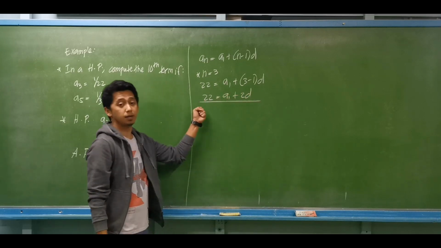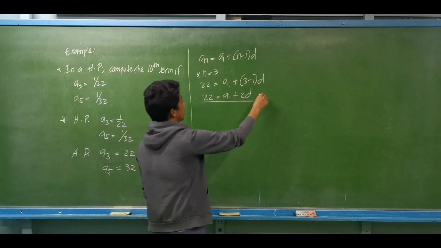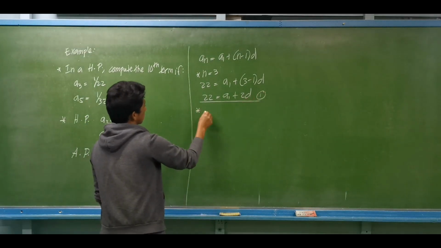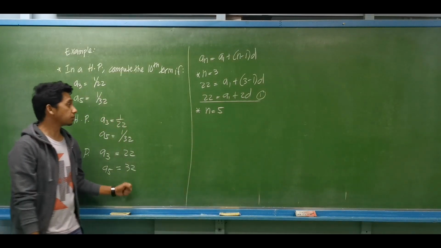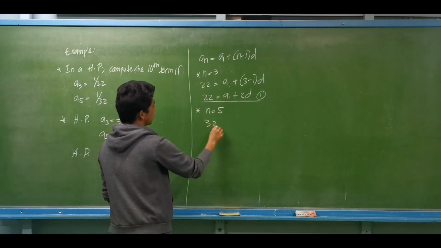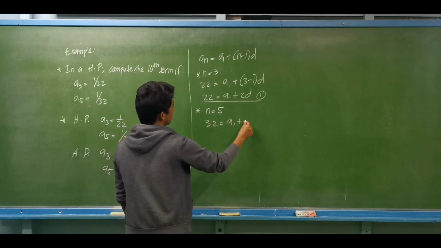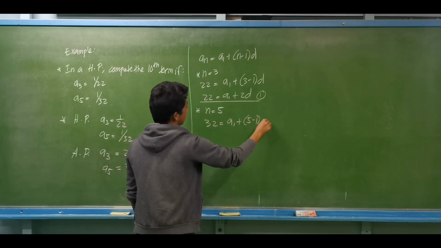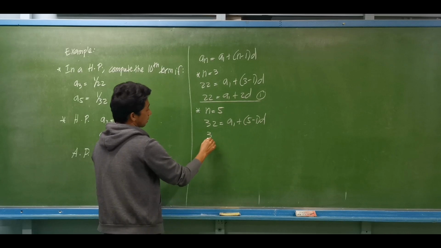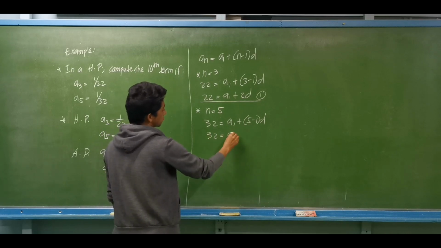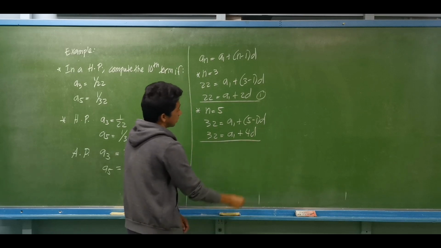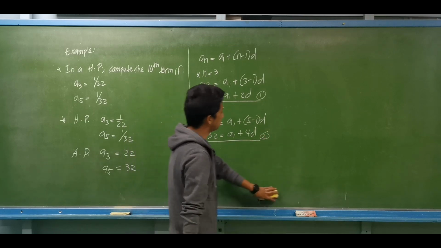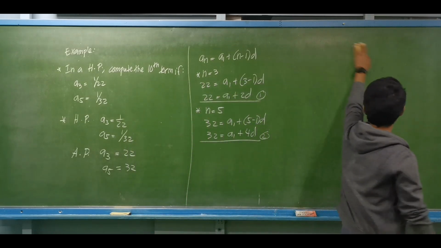Let this be our equation number 1. So we have n is equal to 5, that is for the fifth term. We have 32 equal to the first term, unknown, plus 5 minus 1 multiplied by the common difference. So 32 equals the first term plus 4 times the common difference. Let this be our equation number 2.